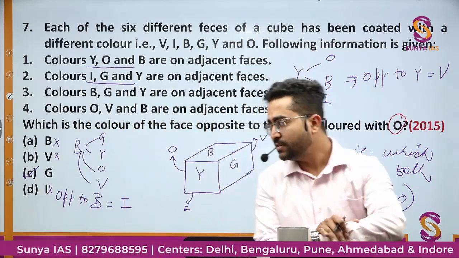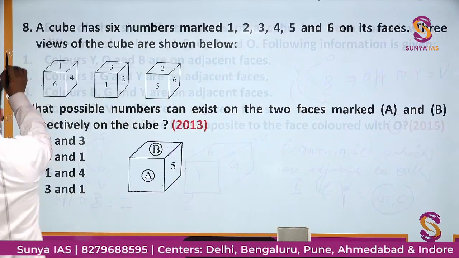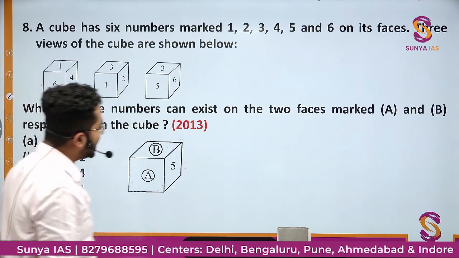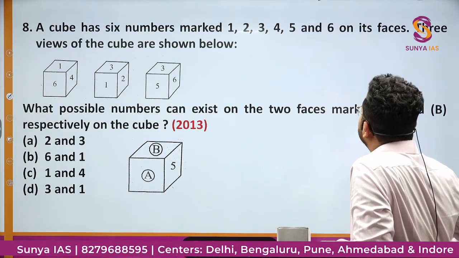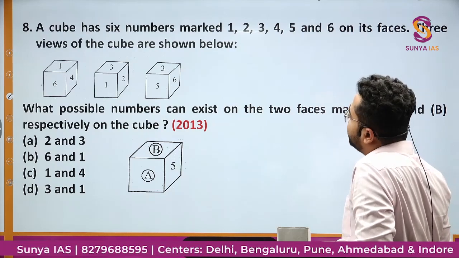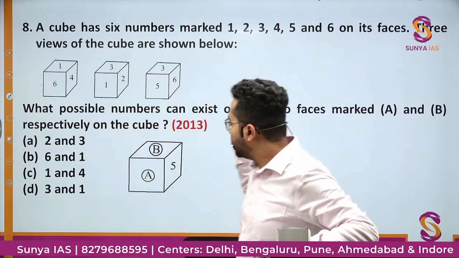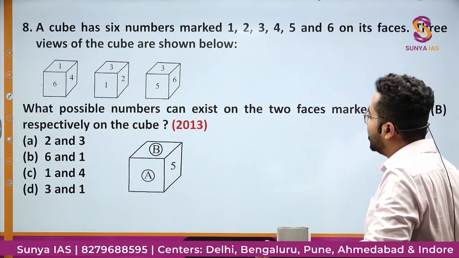Any doubt in this question? No doubt. So now we will move on to question number 8. This question was asked in the year 2013. A cube has 6 numbers marked 1, 2, 3, 4, 5 and 6 on its faces. 3 views of the cube are given. So these are the 3 views of the same cube. What possible numbers can exist on the 2 faces marked A and B respectively on the cube?